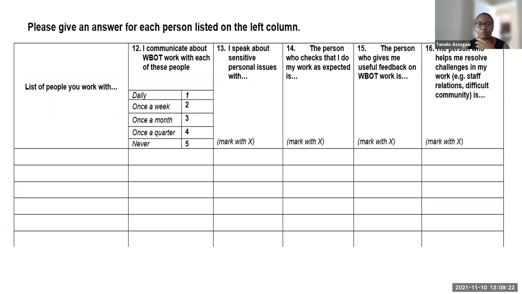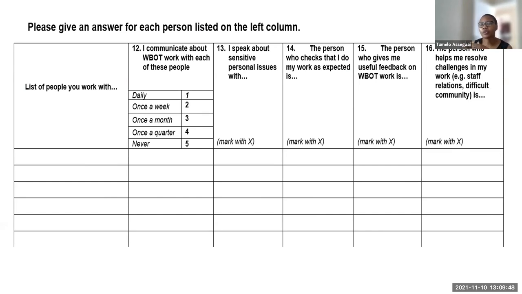So this is an example of what I did for my study. I was looking at supervision of community health workers. I went to several clinics and I wanted to understand how community health workers interact with personnel within the facility they are attached to. And I gave each person a form like this.